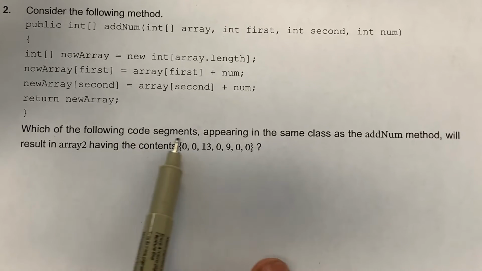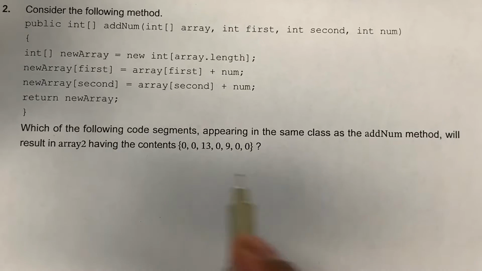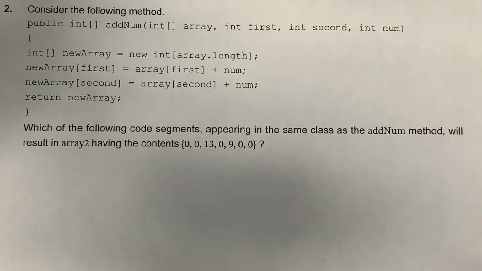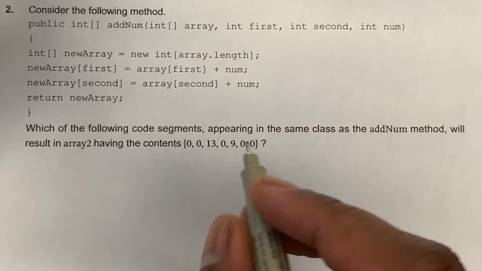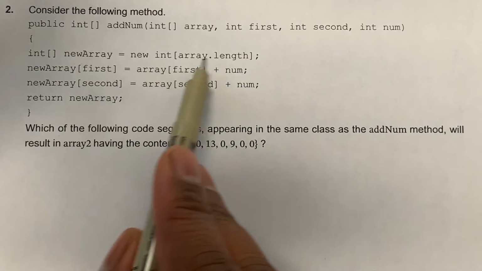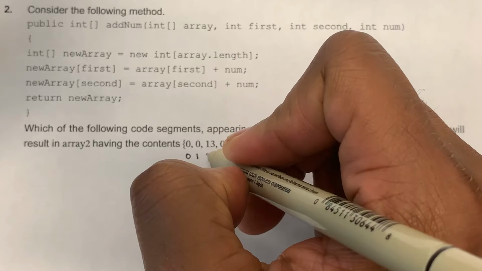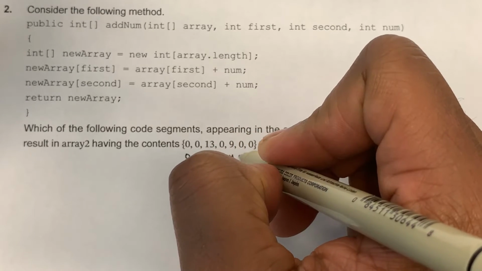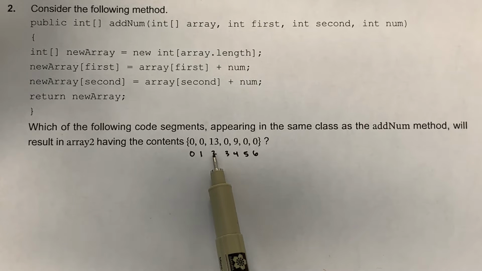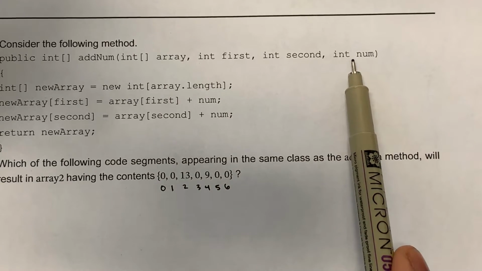So what we're trying to do is figure out which of the following segments would give us 0, 0, 13, 0, 9, 0, 0. Because we see all of these zeros, this is a good indicator that the initial call to the array should only reference how many elements are in the array. So it's going to be something like int array equals this thing, and we're going to have 1, 2, 3, 4, 5, 6, 7 zeros. If we put the index below these, we get 0, 1, 2, 3, 4, 5, 6. So what we're looking for is a call that would update the third value and the fifth value, assuming it has to add the same number, because that's what happens here.